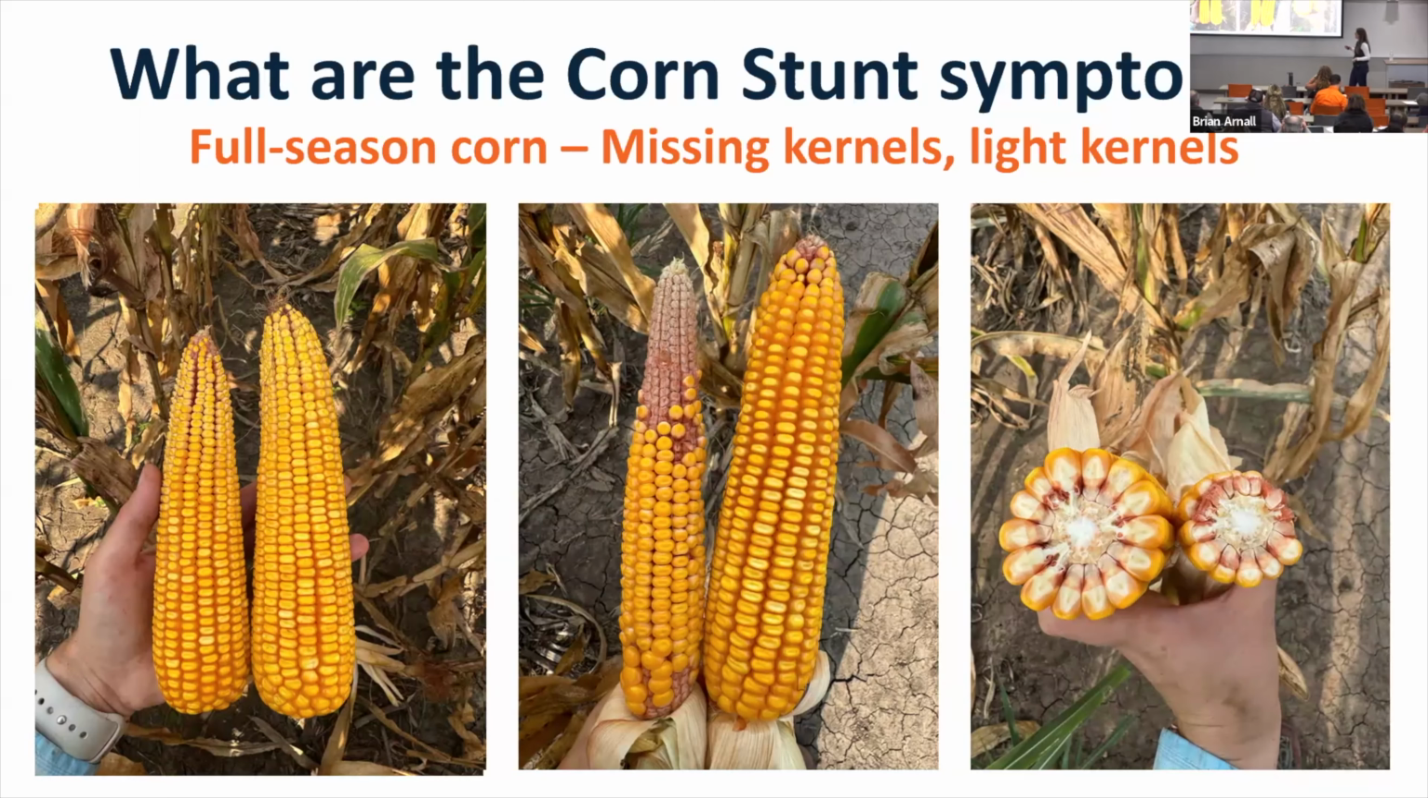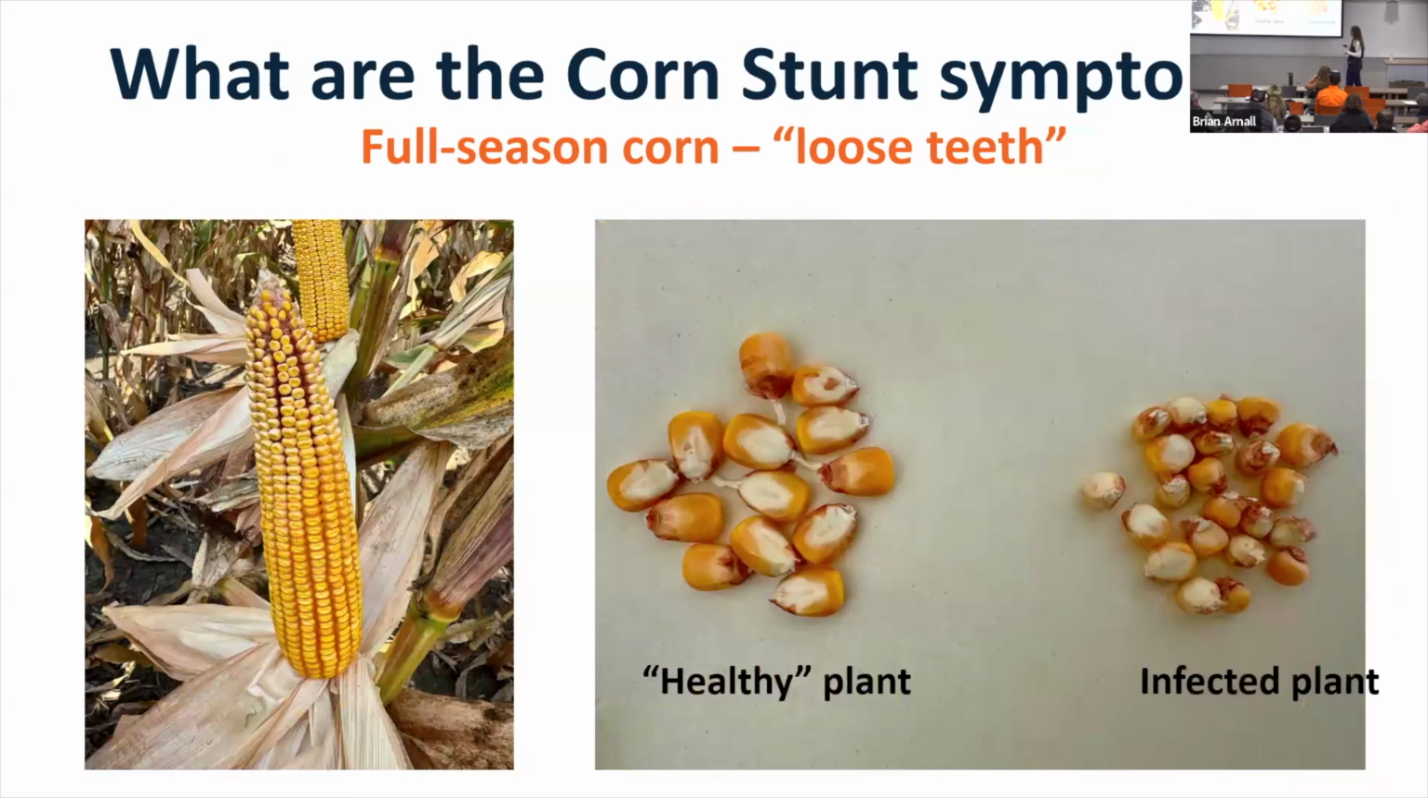So the kernels don't finish filling; the plant doesn't finish filling up the kernels. We have here, especially in the tip of that plant, that kernel, and also here we see the difference in size. So this is going to affect the yield because the grain is going to be lighter or it's not going to be produced. And we also have this other effect that they call loose teeth. So when we grab a corn ear, we can see that grains are not very attached to the cob. So it's very easy for us to pull those grains from the cob.